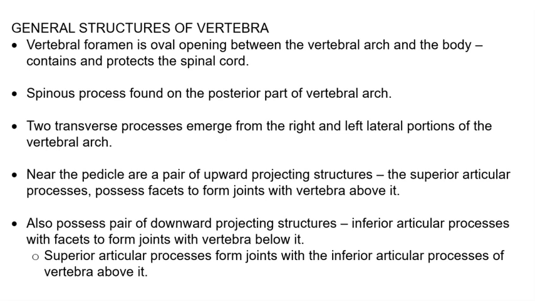The vertebra also possesses a pair of downward projecting structures that are called the inferior articular processes. These also have facets on them which form joints with the vertebra that is below it. The basic way in which the joints are formed is that the superior articular processes which project upward will form joints with the inferior articular processes of the vertebra that's located above it.